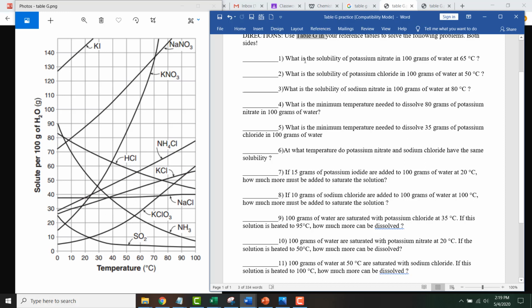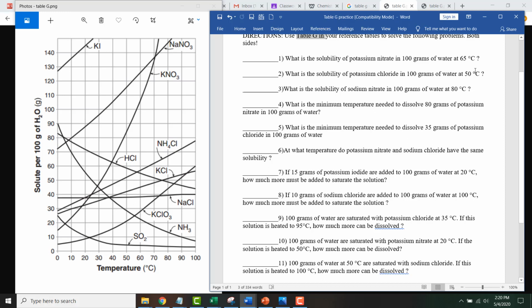If we take a look at the first one, there's a couple different varieties through here. But for example, number 1, 2, and 3 are pretty much all the same. The wording is the same, so the process is the same. So I'll do one of those and then you'll do the other few. And then there's a couple others that are similar to that. Number 1, what is the solubility of potassium nitrate in 100 grams of water at 65 degrees Celsius?